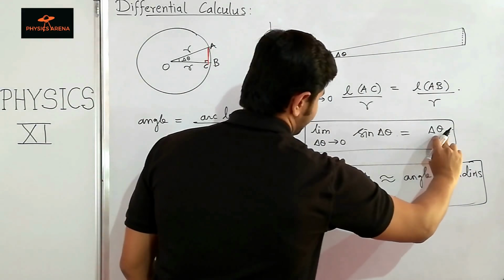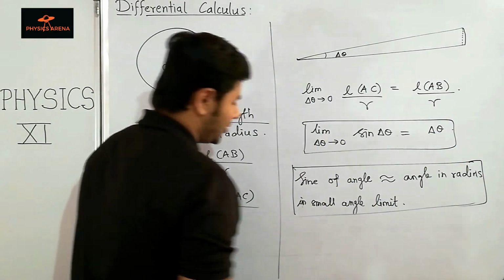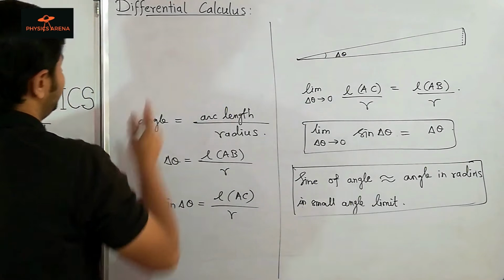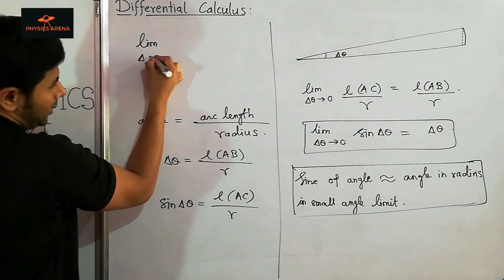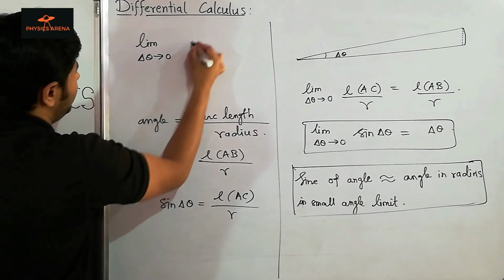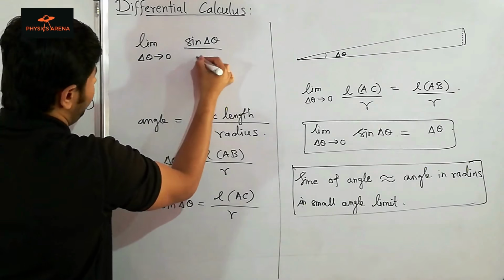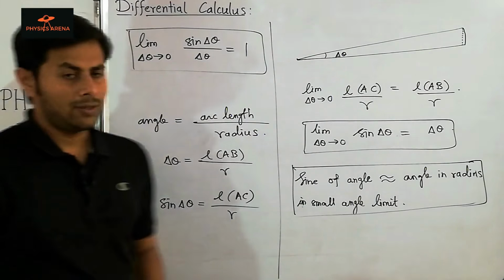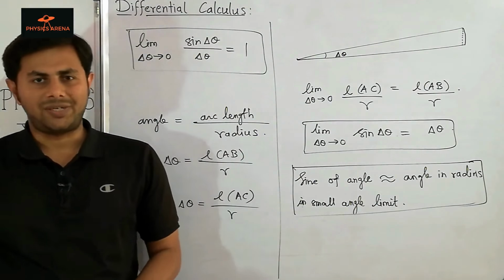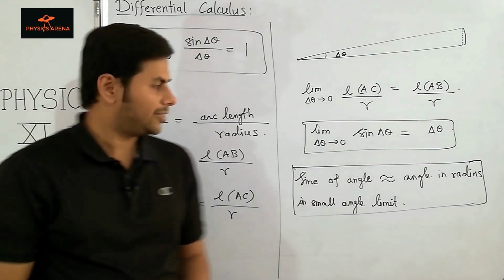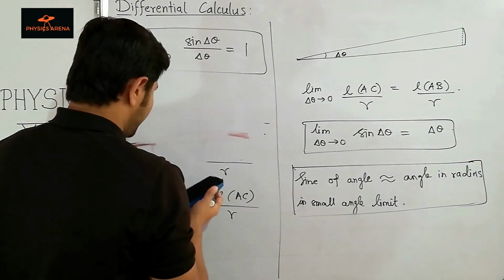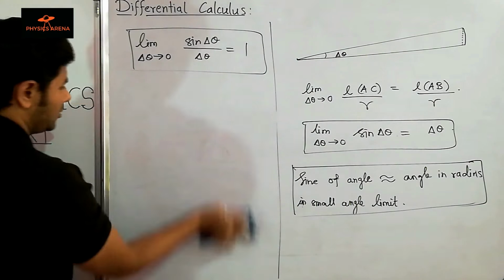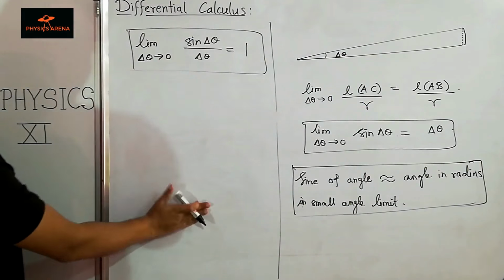Now let's divide both sides by delta theta. So I can rewrite that limit, and it is going to be very important. So limit delta theta tends to 0, sine of delta theta divided by delta theta is equal to 1. This is a very, very important result. In a couple of minutes we are going to see that. Let me erase this also. Okay, so this is for sine of the angle.